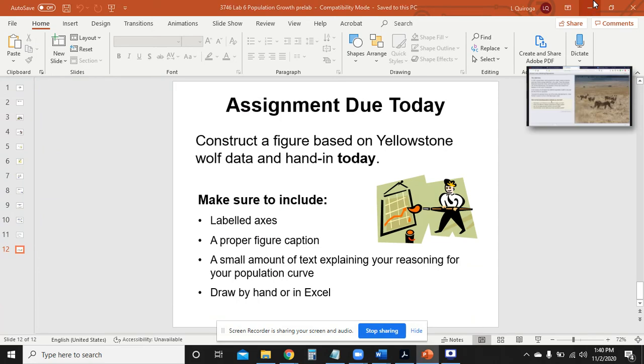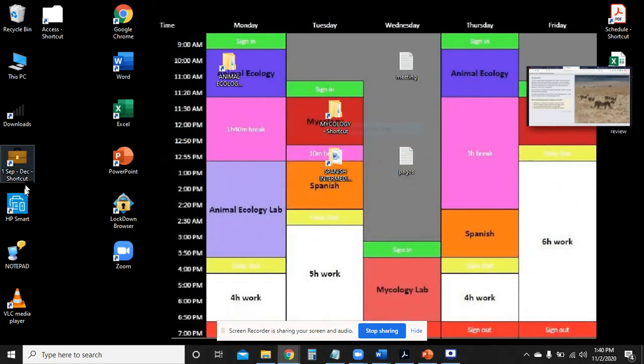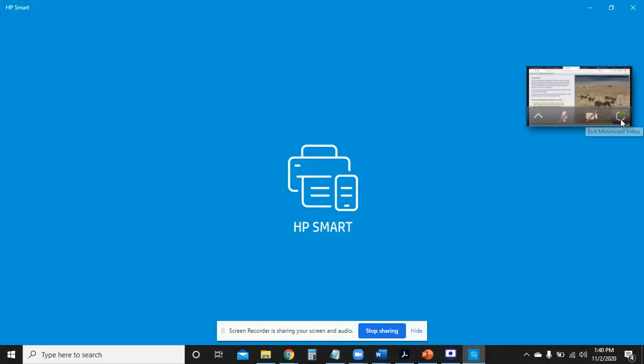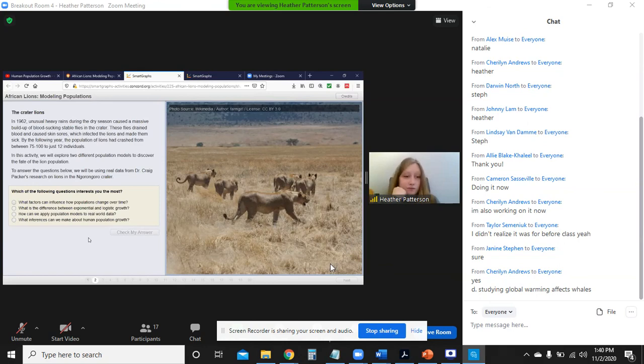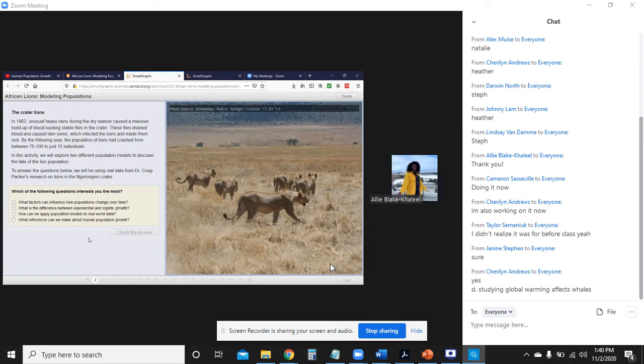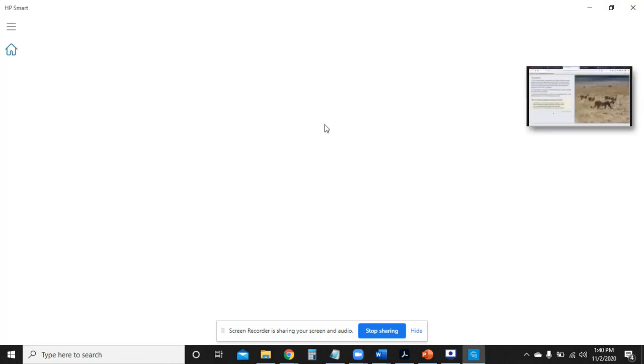So which of the following questions interest you the most? Does anyone have a question that they think is most interesting out of those four? A, like the first one. So what factors can influence how populations change over time? Yeah, I think definitely, especially as animal ecologists in this lab, that would be a very interesting thing because that's often what people are investigating.